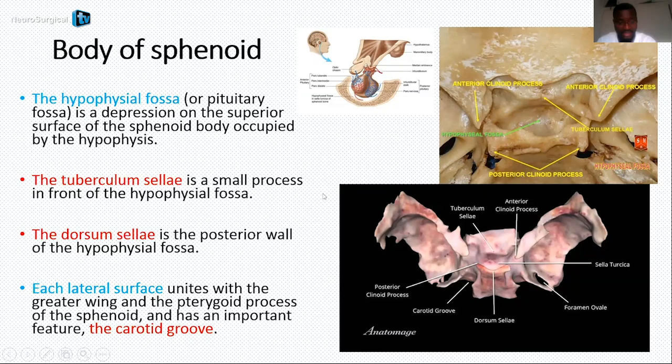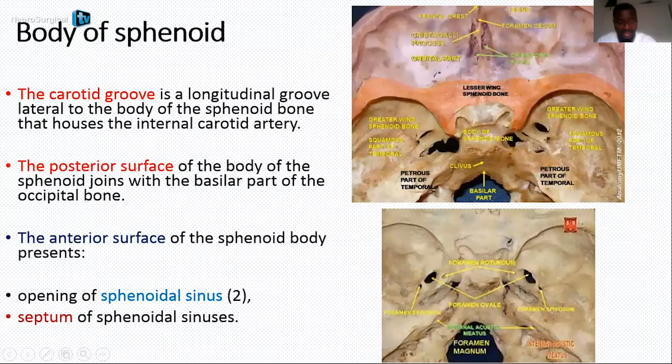The carotid groove, when you have to describe it in more detail, is a longitudinal groove laterally on the sphenoid bone that houses the internal carotid artery. The posterior surface of the body of the sphenoid is joined with the basilar part of the occipital bone, like you can see here, and you have here the clivus. And laterally on the body of the sphenoid, you have the carotid groove.